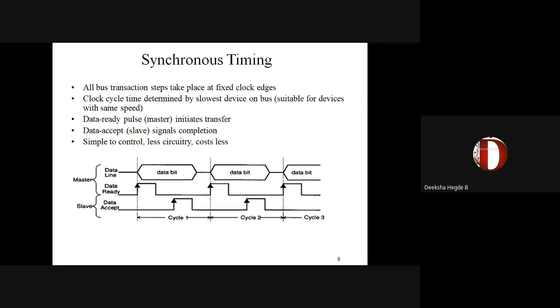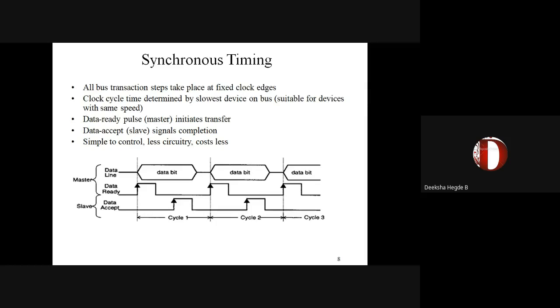First, a data ready pulse will be sent by the master. As you can see, the first one is the data line. The second one is the data ready signal, and then the data accept signal. The data ready signal is sent by the master. Once the data ready pulse is initiated by the master, the slave will send the data accept signal.